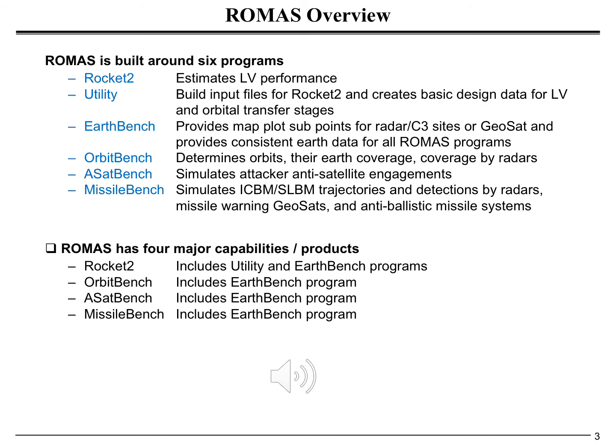It provides map plotting capability for mapping the subpoints of radar or command and control communication sites or geostationary satellites, and also provides, which is important, the constant Earth data that is necessary for all ROMAS programs. Earth Bench determines the orbits, what their coverage is, and how they may be covered by ground-based radars.